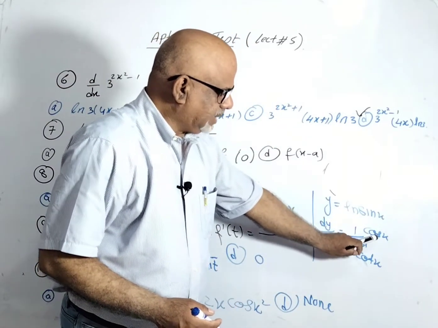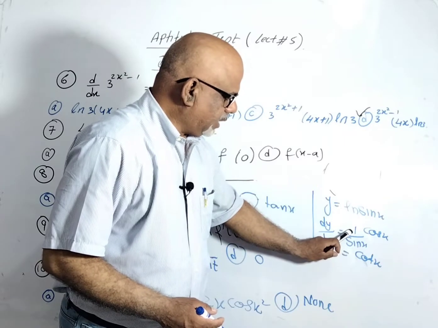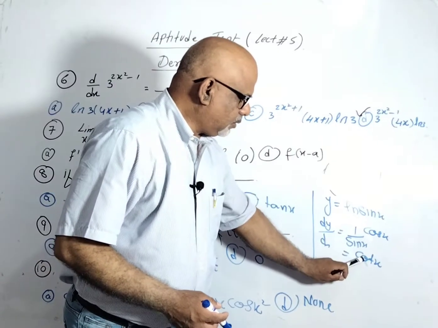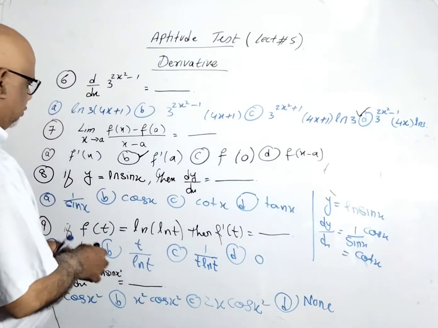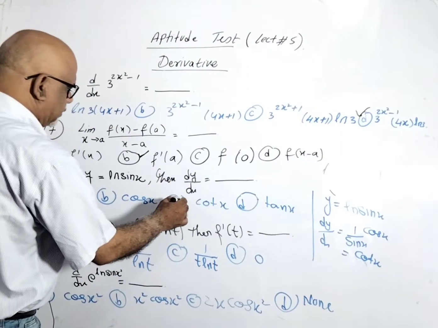The derivative of sin x is cos x. Cos multiplied by 1 will be cos over sin. Cos over sin means cot x. So the correct option of the 8th MCQ is cot x.